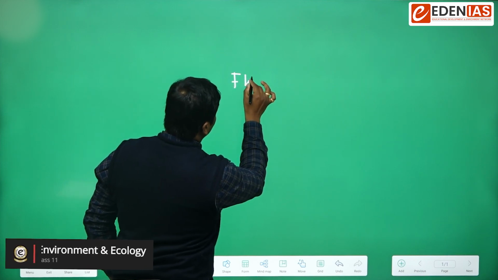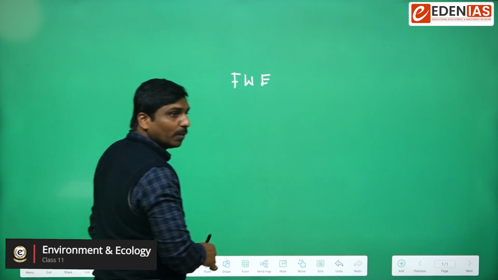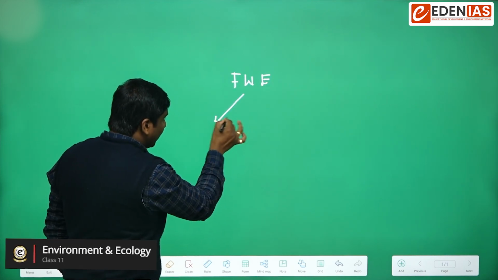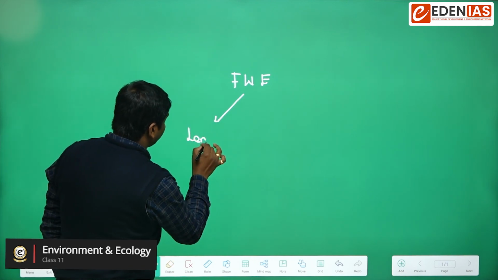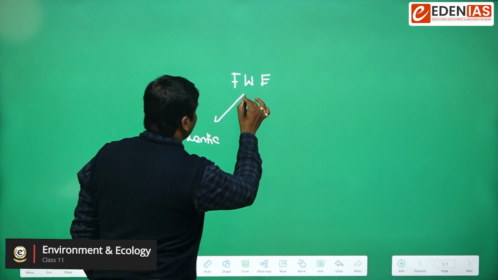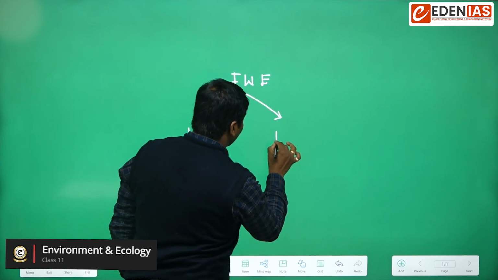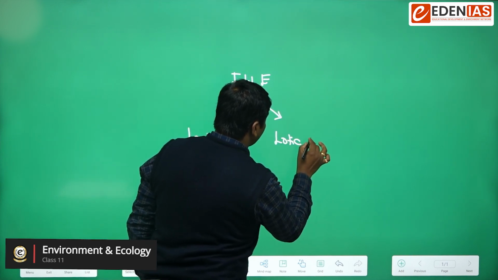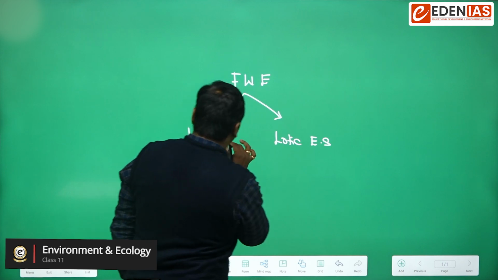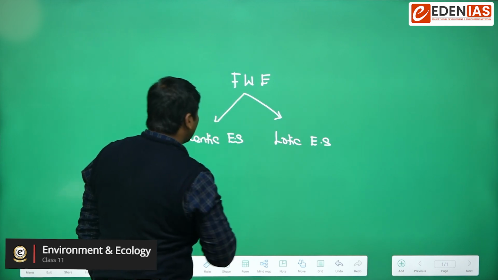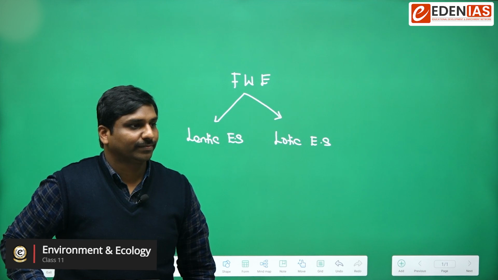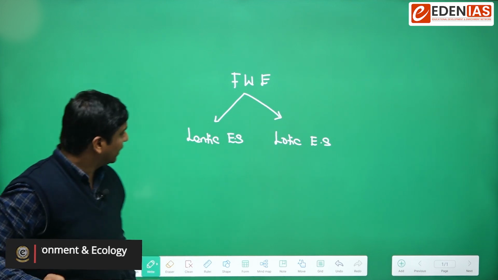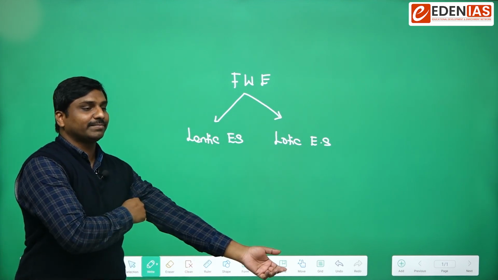Freshwater ecosystems, I am writing in short form, can be classified into two types. One is lentic ecosystems and the other is lotic ecosystems. So what is a lentic ecosystem and what is a lotic ecosystem? Can you give any example for a lentic ecosystem? Can anyone?